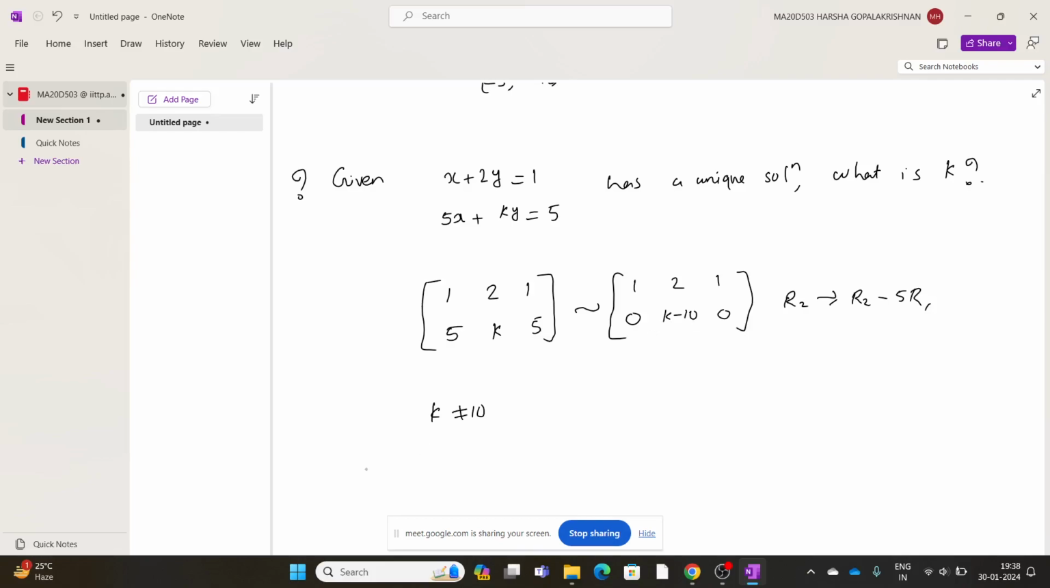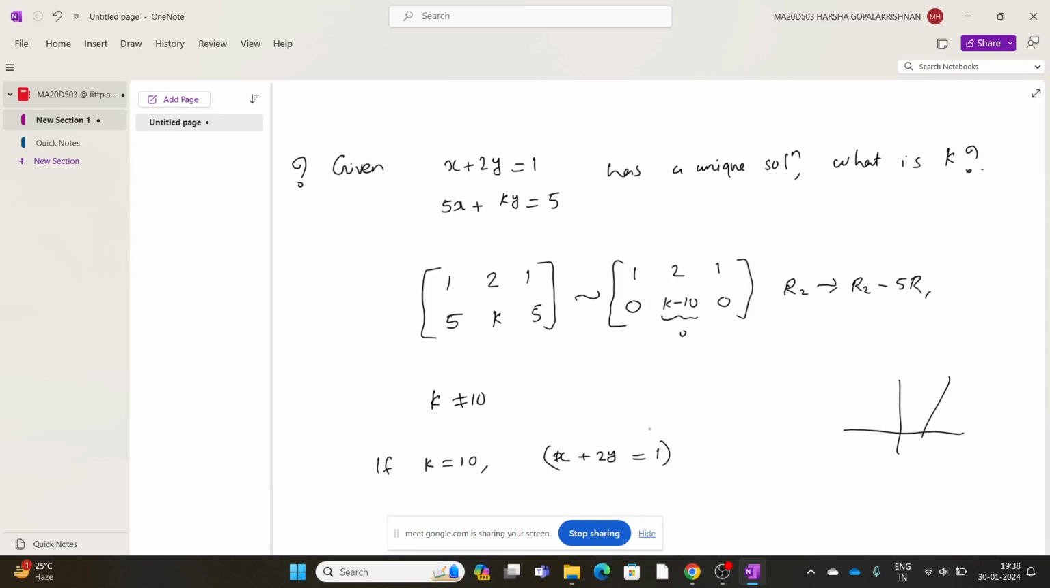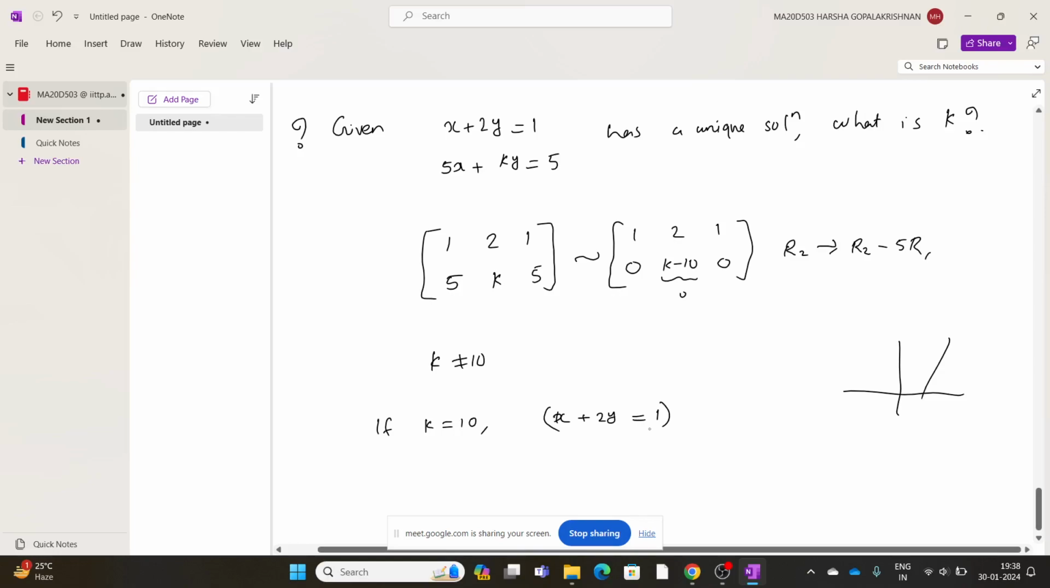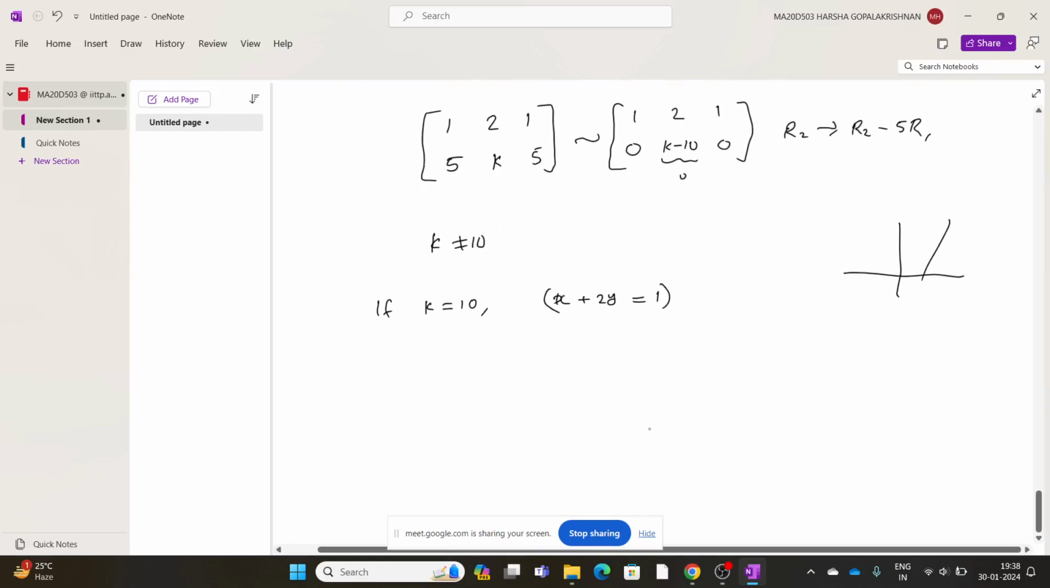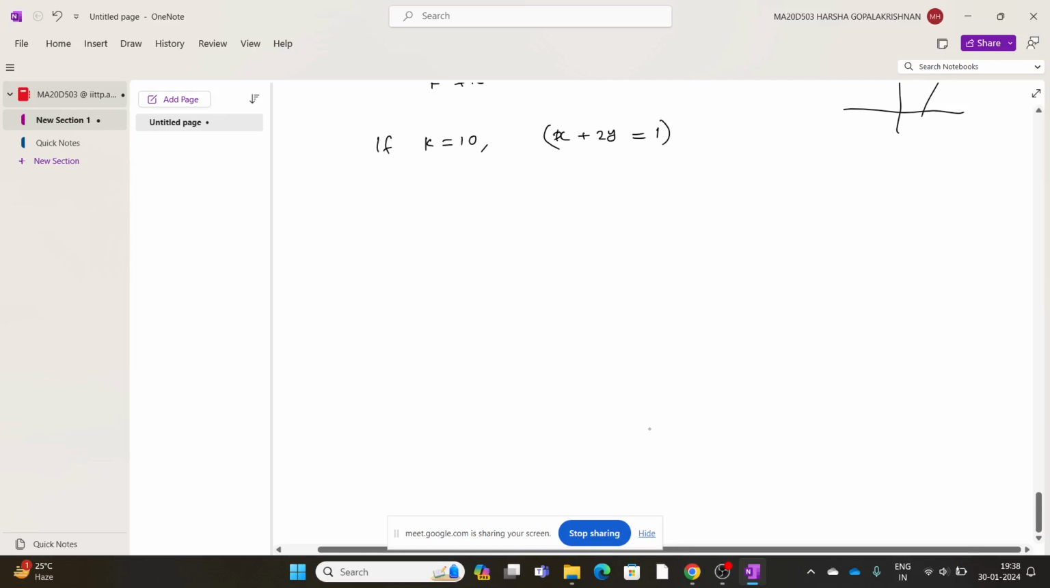Now we can also see that. If k equal to 10, what will we get? This row is equal to 0, so we have only one equation: x plus 2y equal to 1. This represents a line in the plane. That line has many points, and all the points are solutions of this equation. So there are infinitely many solutions. That is what we are saying. Is that okay?